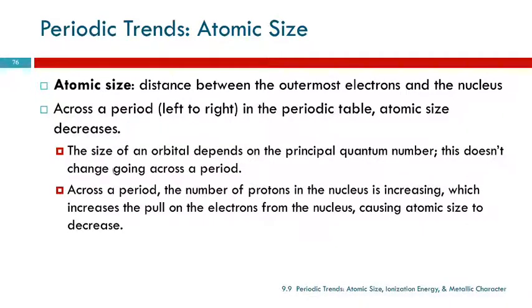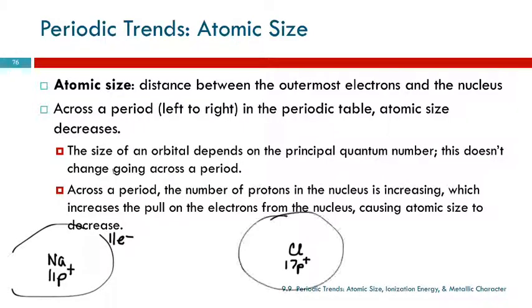So if we look at sodium, sodium has 11 protons in its nucleus. And then out here, it has 11 electrons. And then if we go over and look at, say, chlorine, it has 17 protons and 17 electrons. We have negative charges and positive charges. They are attracted to each other, and that attraction depends on the magnitude of the charge and also the distance between them. So here we have electrons that are roughly the same distance.